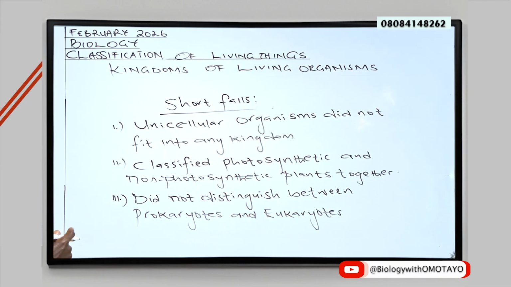Now, having seen this, you will equally agree with me that there was need for a better option. And this now leads us to the five kingdom system of grouping living organisms. So now this brings us to the five kingdom system of classification. The five kingdom system of classification was introduced by a scientist called R.H. Whittaker in the year 1969.